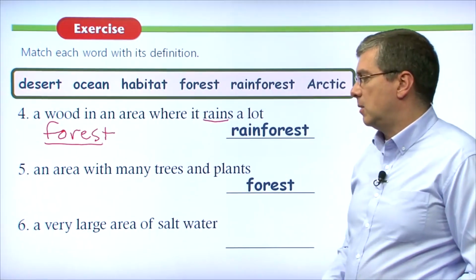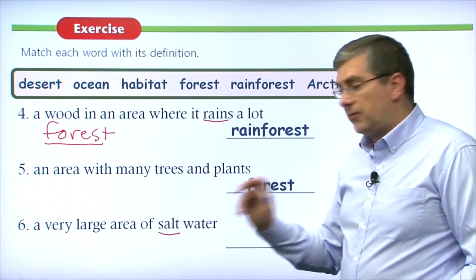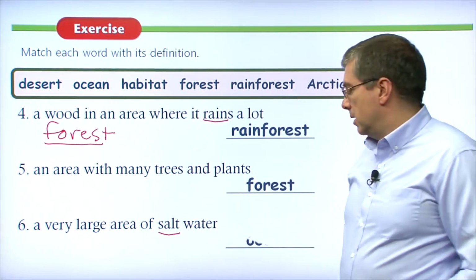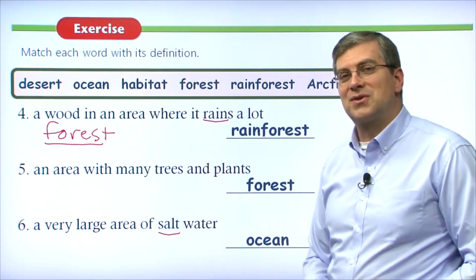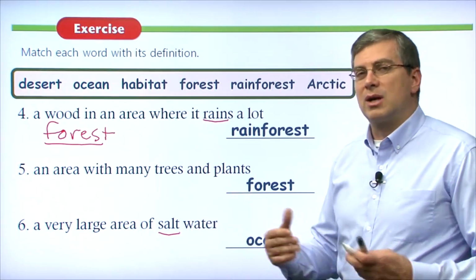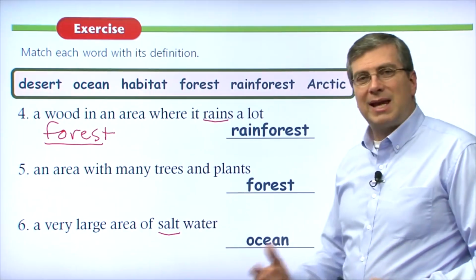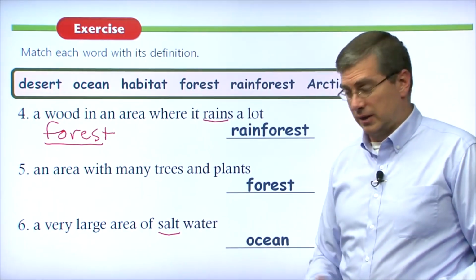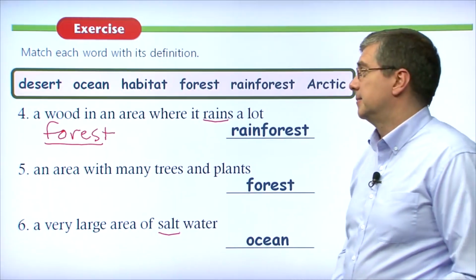Okay, number 6, our final one. A very large area of salt water, not fresh water, salt water. We talked about that. That's the ocean. That's a very beautiful place, of course, to live. If you live on the beach or you live next to the ocean, it's a very beautiful place. But salt water, many animals live in the ocean. Lots of fish and some mammals too, as we saw in the previous lesson.